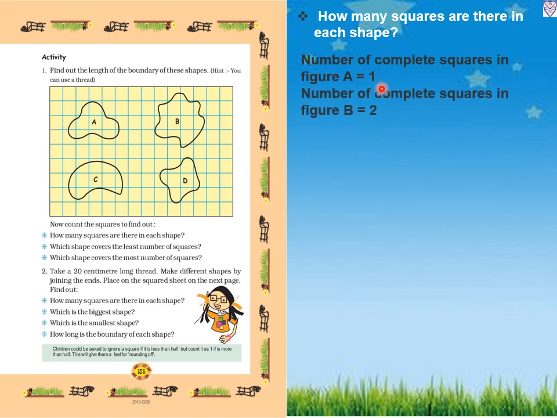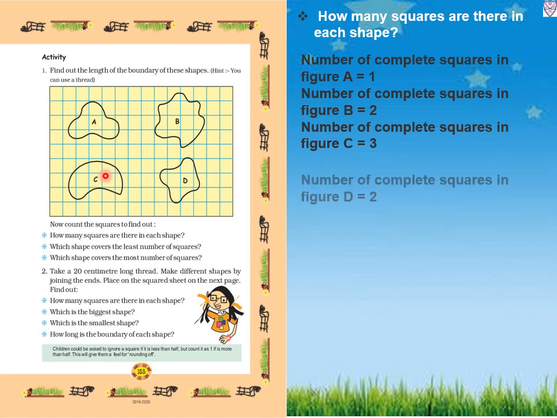In B, how many squares are there? So that is 1 and 2. So total 2 squares are complete. Then in C, so that is 1, 2, 3. So total 3 squares are complete in figure C. Now in D, that is 1 and 2. So the number of complete squares in figure D is equal to 2.